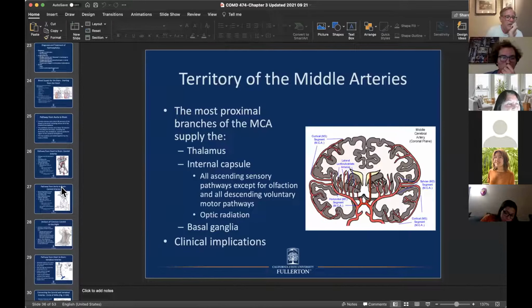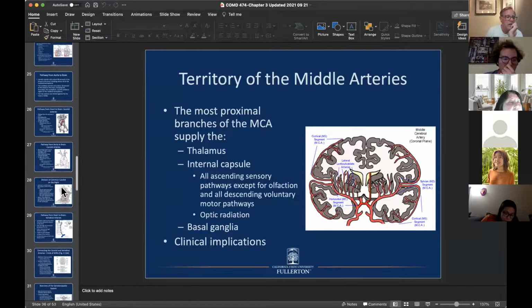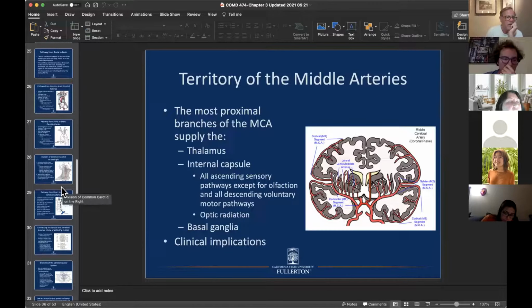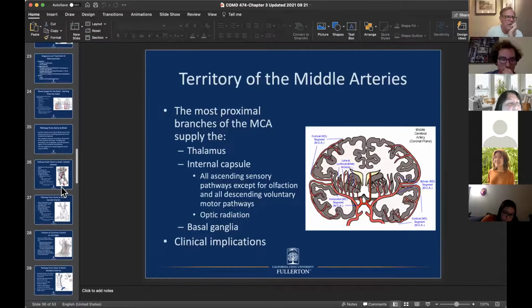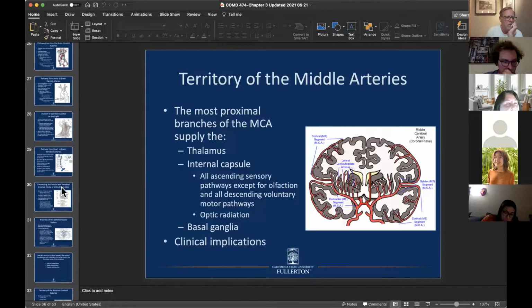Do you see it? Number 30. Oh, I don't think so. No, it's not. It's the one underneath, no? Oh. Uh-oh.